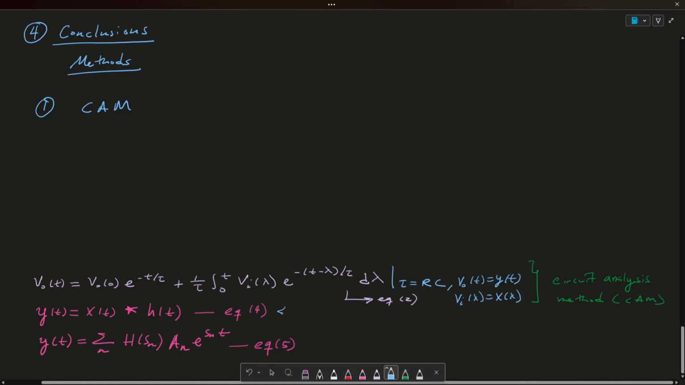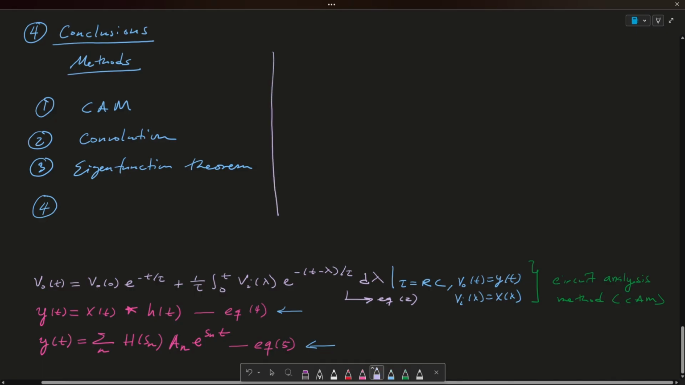The second method is located here, which is our equation number 4. So the second method is what we consider the convolution. So y of t is equated to my input x of t convolved with h of t, my impulse response. And then the third version is located here. So the third version is what we call the Eigenfunction Theorem. And I'll say the fourth method after I talk about the pros and cons of all these methods.